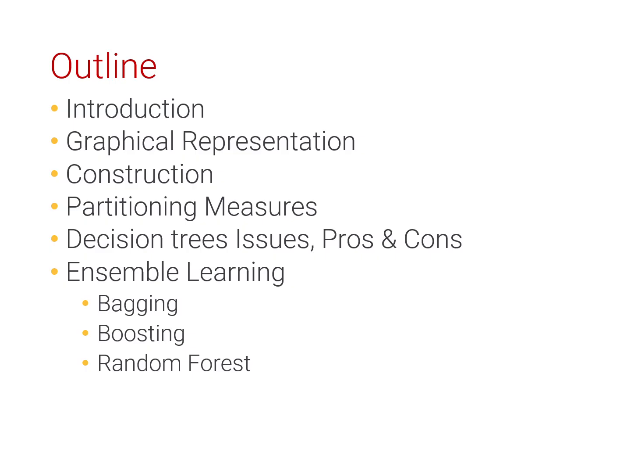Decision trees: issues, pros, and cons. While decision trees are powerful and interpretable, they have some limitations. They can be prone to overfitting, especially when the tree becomes too deep or complex. This means that the tree may perform well on the training data, but fail to generalize to new, unseen data. Additionally, decision trees can be sensitive to small variation in the data, leading to instability.